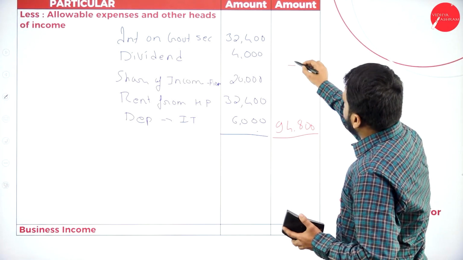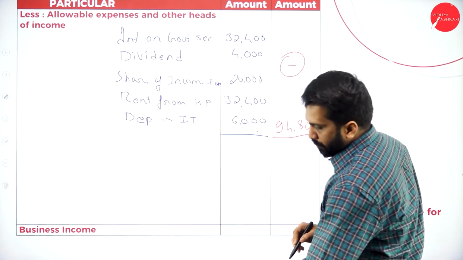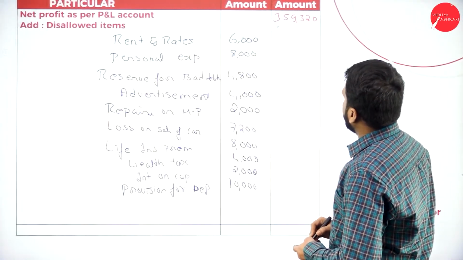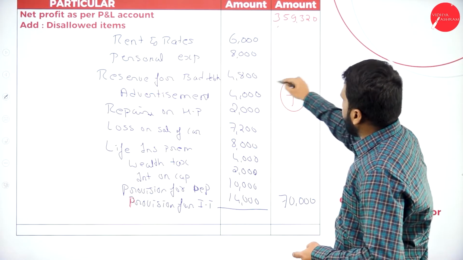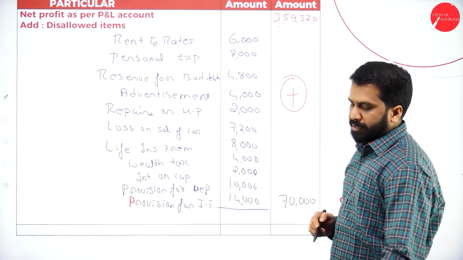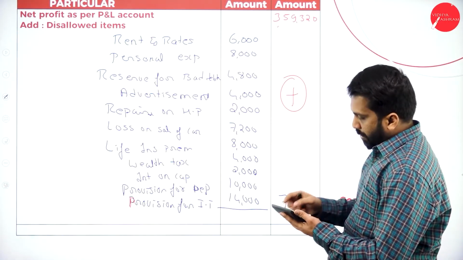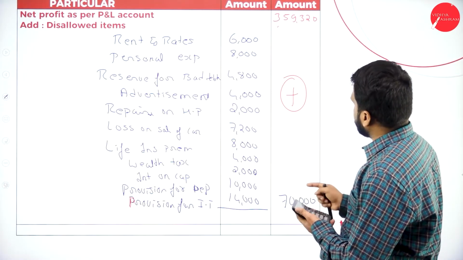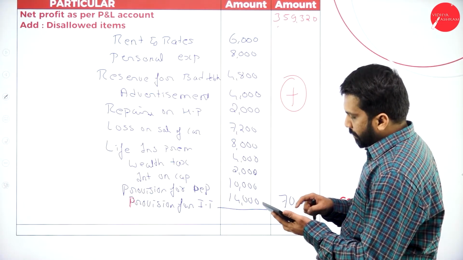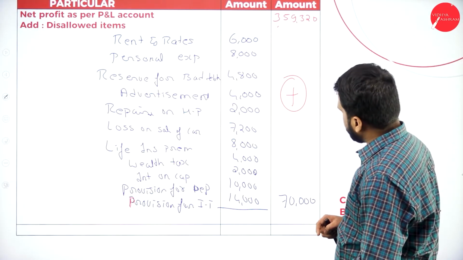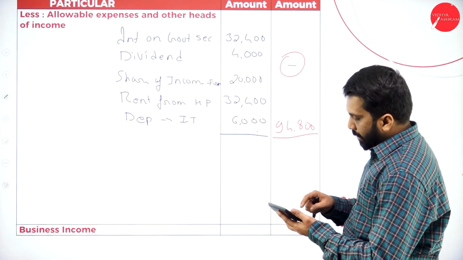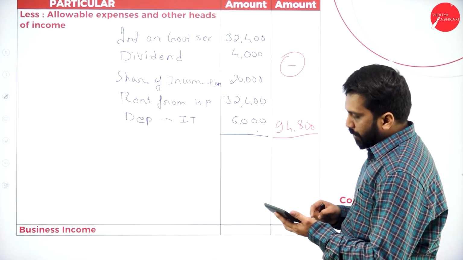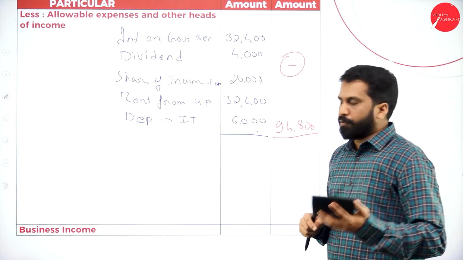94,800 has to be deducted and this has to be added. Hope you are clear. Now I'll cross check this. 3,59,320 plus 70,000 minus 94,800. I got 3,34,520.